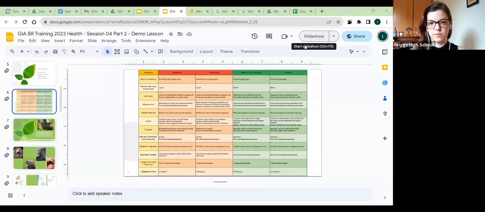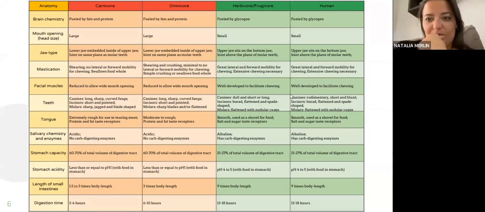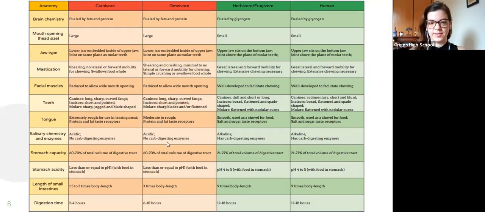All right. So you got to the conclusion that humans are closer in anatomy to herbivores, but aren't we omnivores? Yes. But omnivores here have a different type of system, right? So what is it? What is happening?